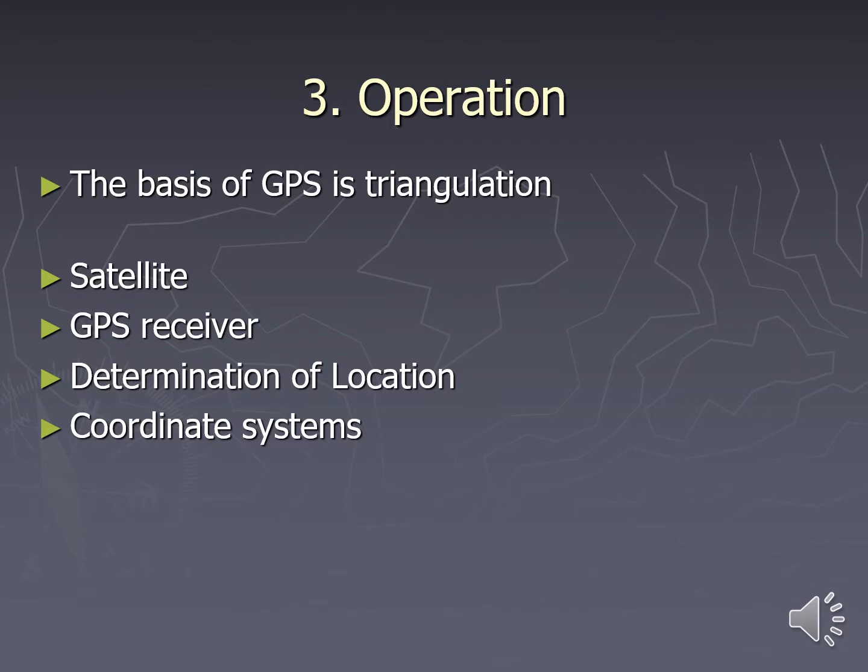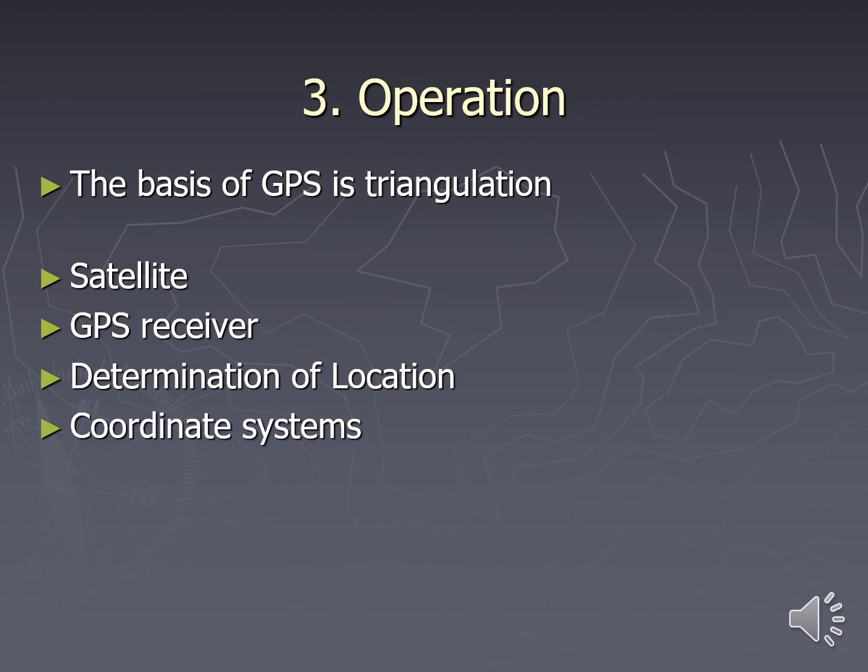So let's move into the operation aspect and see if I can make this a little clearer and not confuse you anymore. Basically, the basis for the operation of a GPS is triangulation. As I said before, it requires a satellite and a GPS receiver, and you need at least 3 to determine the location of that GPS receiver. When I say determination of location, you need the location of the satellite in a coordinate system that can be interpreted by the receiver. And obviously you need a coordinate system for the output.